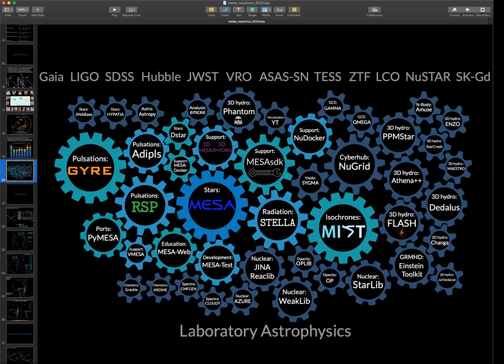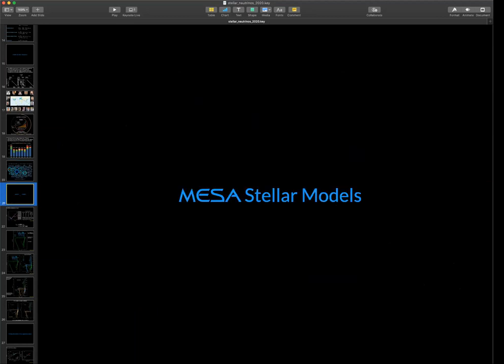And then you have a whole slew of telescopes, anything from Gaia to Vera Rubin Observatory to Super-K, which we just talked about. And so MESA is one cog in this software ecosystem that lies between what we do here on Earth and what we observe up in the sky. So I like to think MESA is a cog, a big cog, but it is one cog in a national ecosystem.